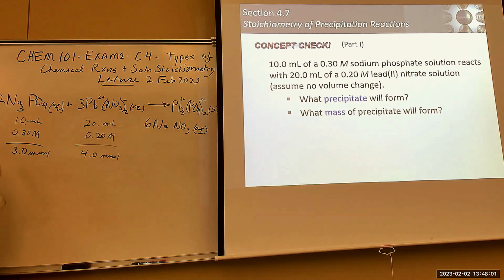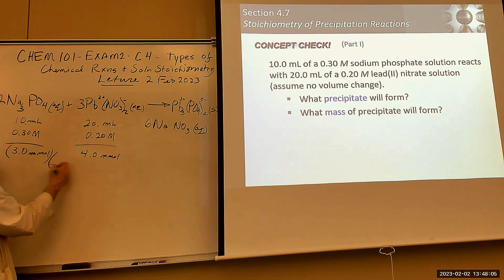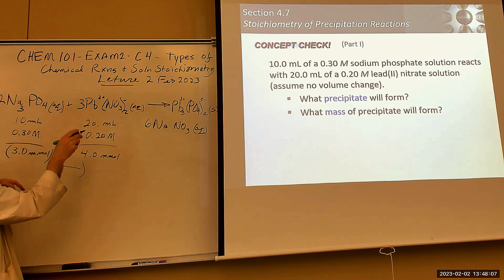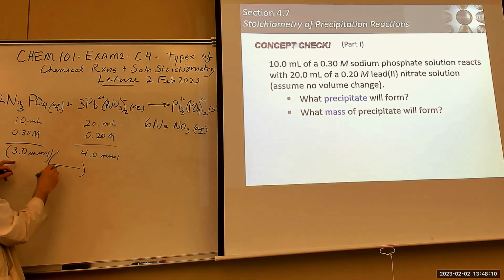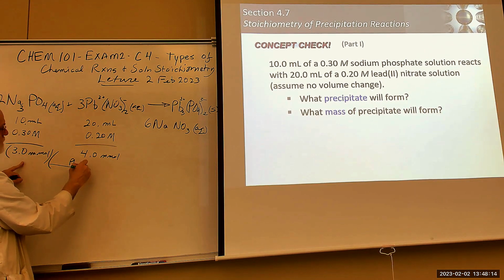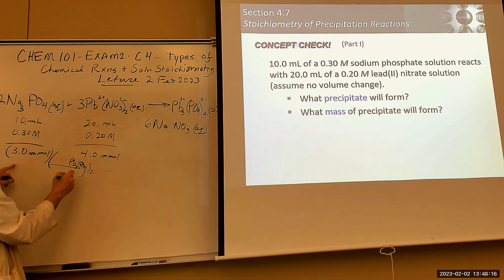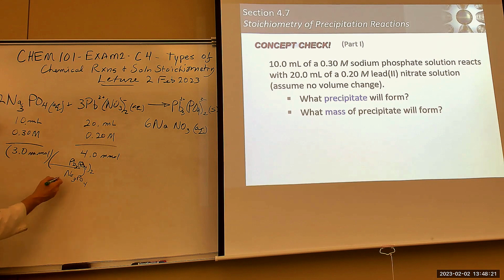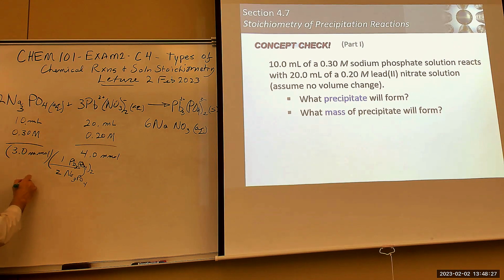So if we say this many millimoles is related to, let's see, lead 2 phosphate versus sodium phosphate, the coefficients tell us the conversion factor. That's 1, this is 2. So 2 into that is 1.5 millimoles of that product.